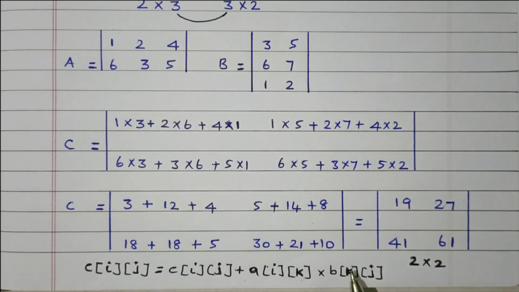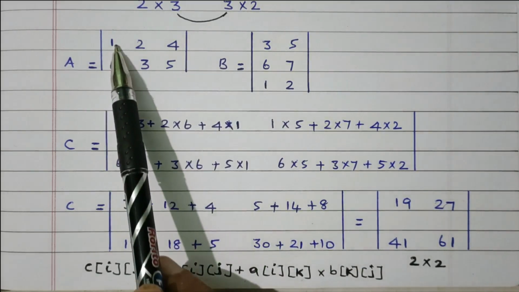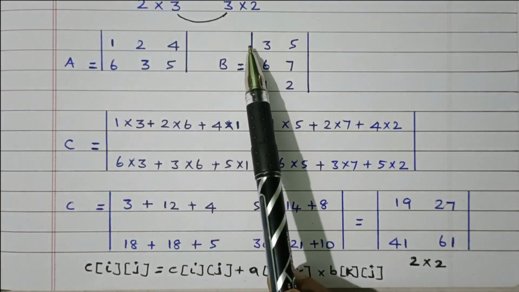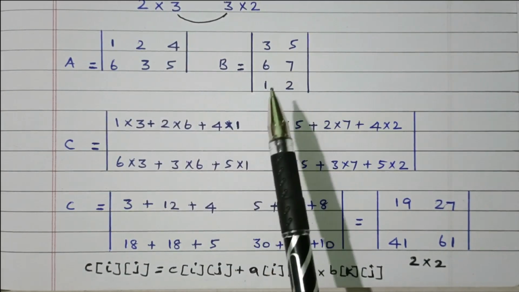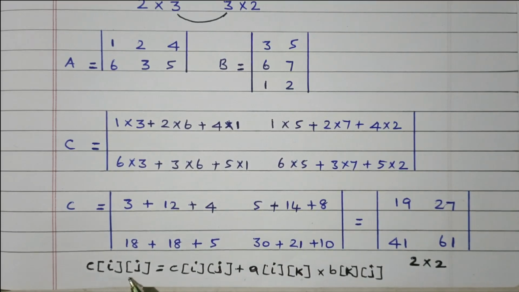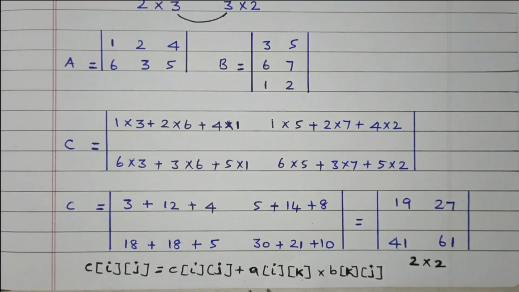These column elements are multiplied with row elements. This is the first column element, second column element, third column element. That is multiplied with the first row element, second row element, third row element. So we are multiplying like this. So we can give the expression as C of ij equal to C of ij plus A of ik into B of kj, right?